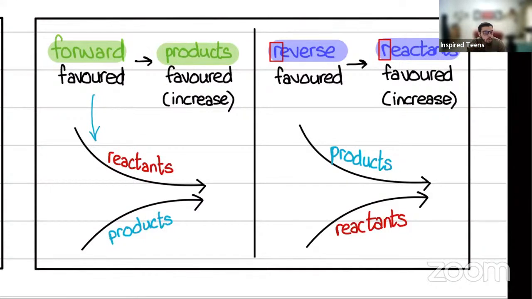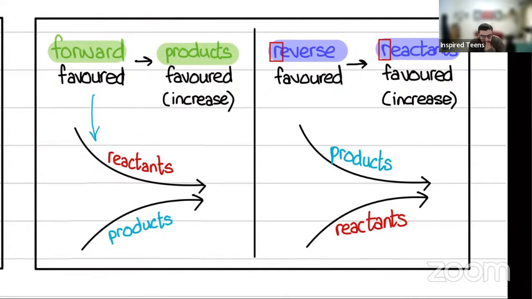So when you favor the forward reaction, there's a decrease in reactants and an increase in products, because the forward reaction takes reactants and creates products. So when you favor the forward, you are using up more reactants, decreasing them, to form more products, increasing the products. Reverse favors reactants. So if you want to favor the reactant side, you should favor the reverse reaction.